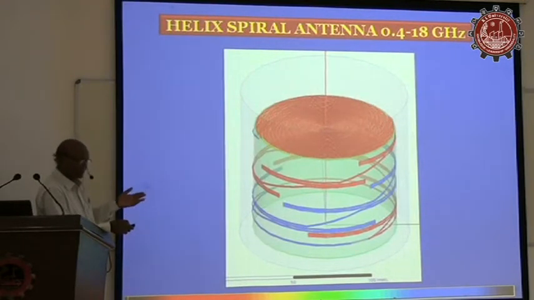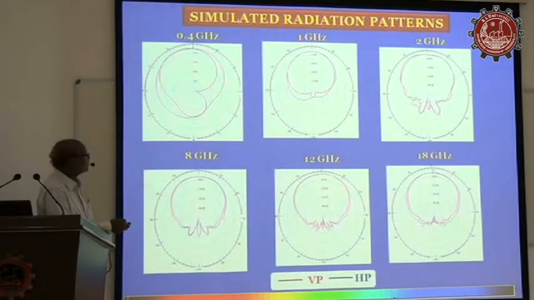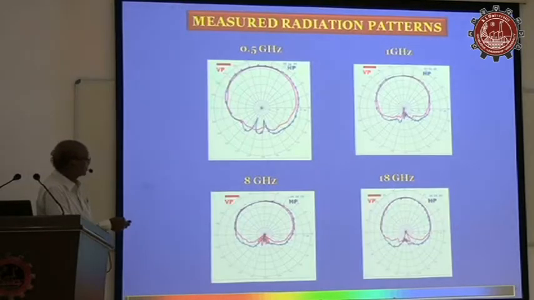This is another one I told you, the helix spiral. This is a spiral covering 2 to 18. This is the helix covering 0.5 to 2 with 65 mm diameter. If you go for a conventional spiral, it is 180 mm diameter, which we cannot use on the platform. Whereas we have realized this product with 65 mm diameter. These are the simulated radiation characteristics. This is the measured, how close it is.